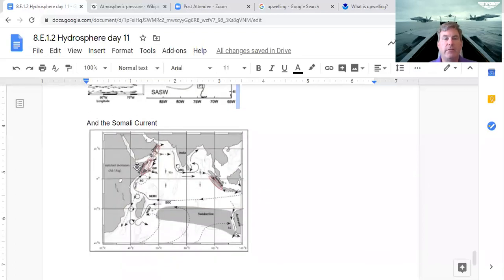And then lastly, the Somali current, which is off of the east coast of, here's Africa again. Here's the sea. Then here we have Ethiopia and Somalia over here. And so they have the Somali current and the Somali upwellings here off of the east coast of Africa. There's the country of India. But here's where this upwelling occurs off the east coast of Africa, the Somali upwellings.